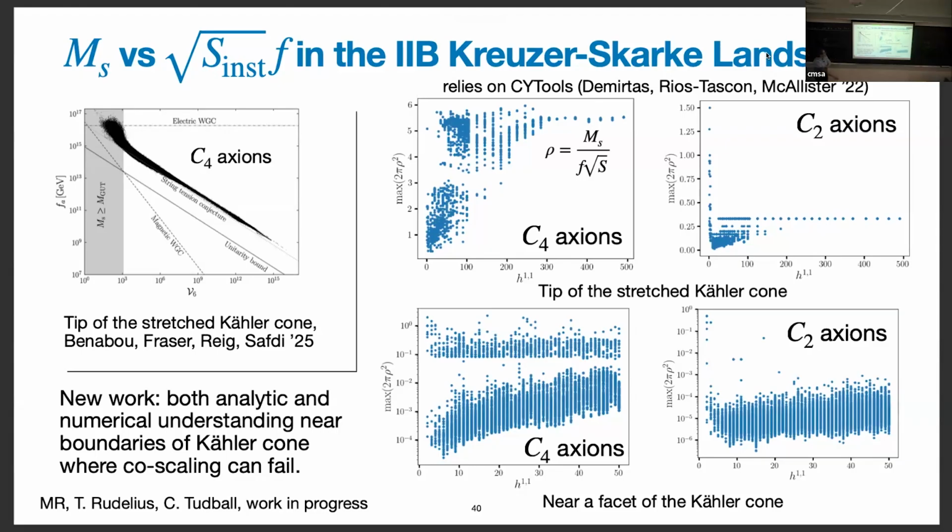Tom and Christopher and I are revisiting this. They only worked at certain special points in moduli space. We were worried that maybe things fail near other points in moduli space, especially the ones where this co-scaling relationship doesn't work. And what we have is both some analytic understanding near those limits and numerical scans. Basically, this is some number that should be order 1 or less if the bound is true, and you see it's never much bigger than 1 in our scans. So at least within the type 2b landscape, the well-understood part of the type 2b Calabi-Yau landscape, this bound holds really well across examples.